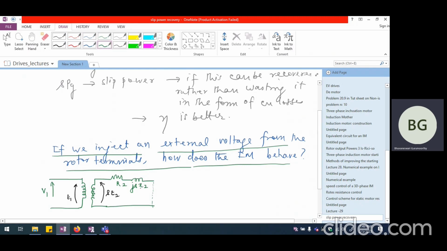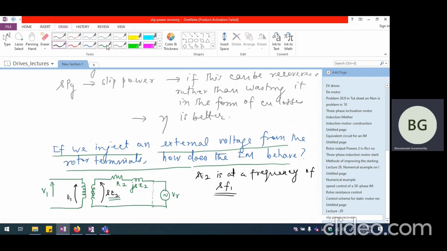Now rather than that, if I connect a source voltage here, and let me call that VR, and let us say I have connected it like this. Okay. So now, what should be the frequency of this VR? That should be equal to the frequency of S times E2. Now S times E2 is at rotor frequency. So it is going to be at a frequency of S times F1.